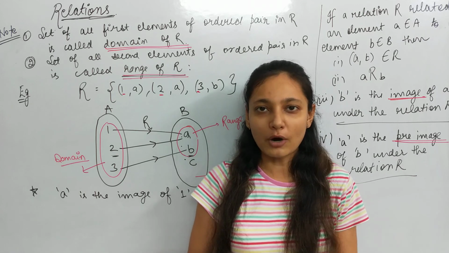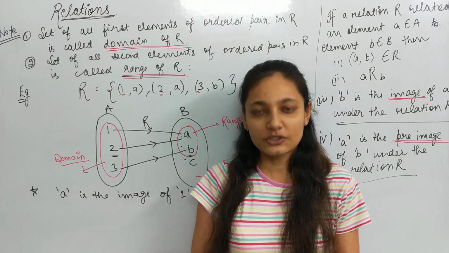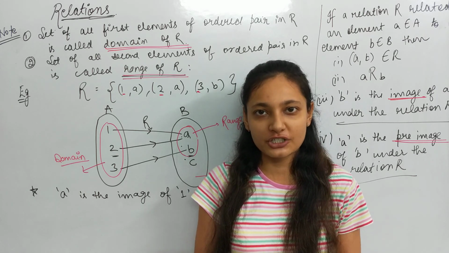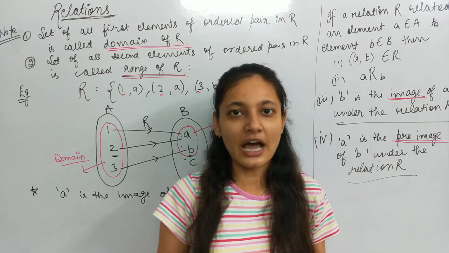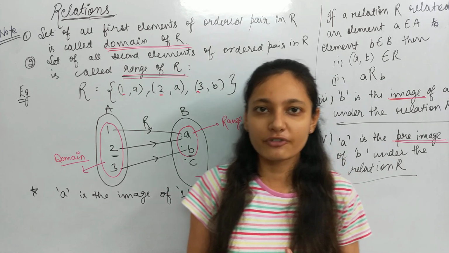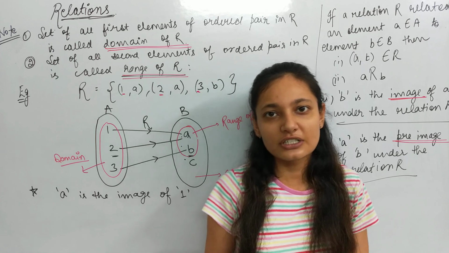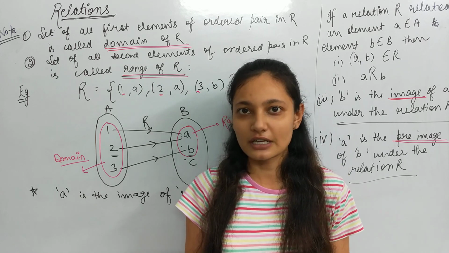So this was all about the basics of relation. In the next video we will discuss types of relation: universal relation, void relation, identity relation, reflexive, symmetric, transitive, equivalence relation. These are all types of relations. We will discuss all of this.